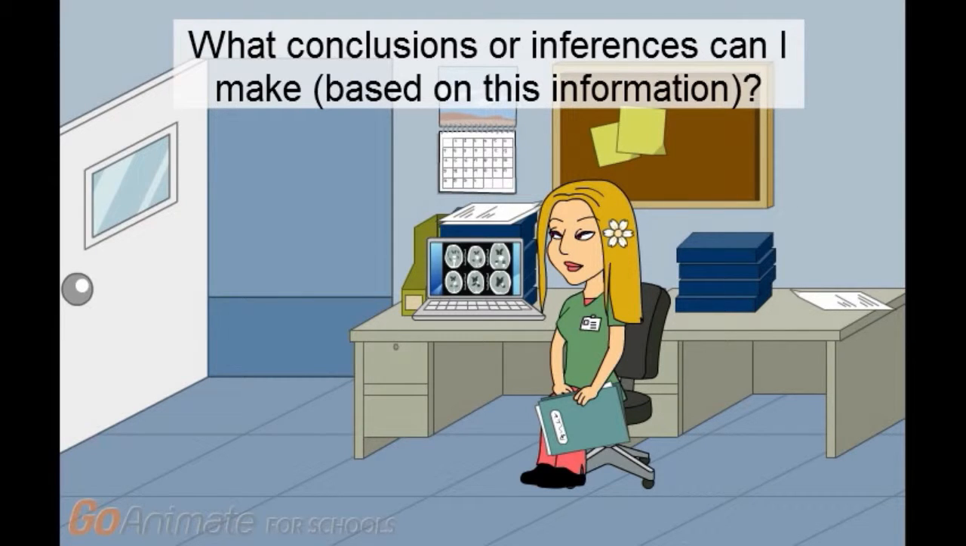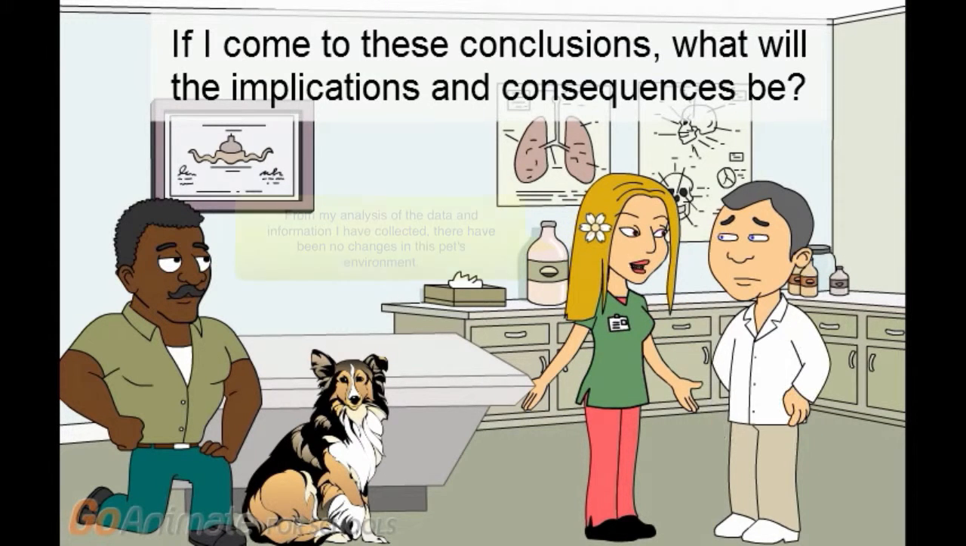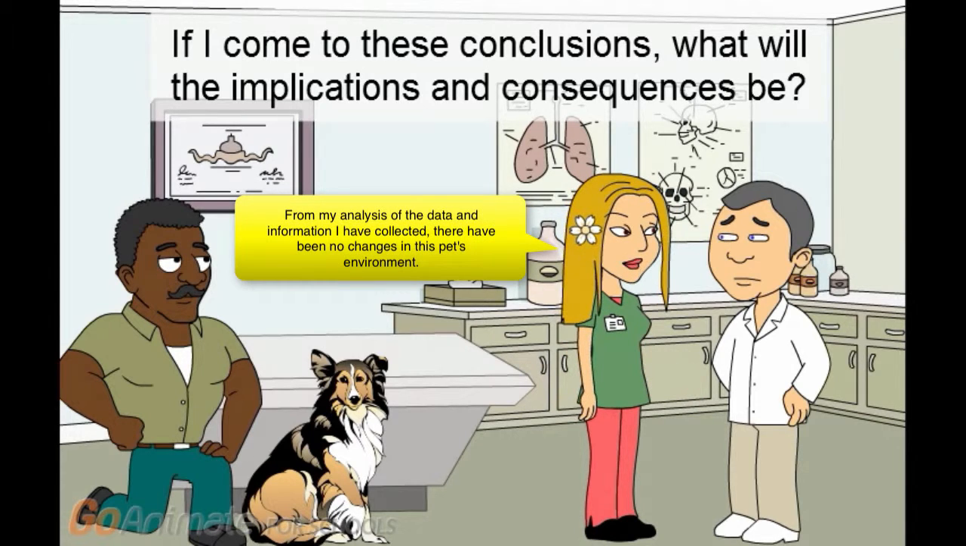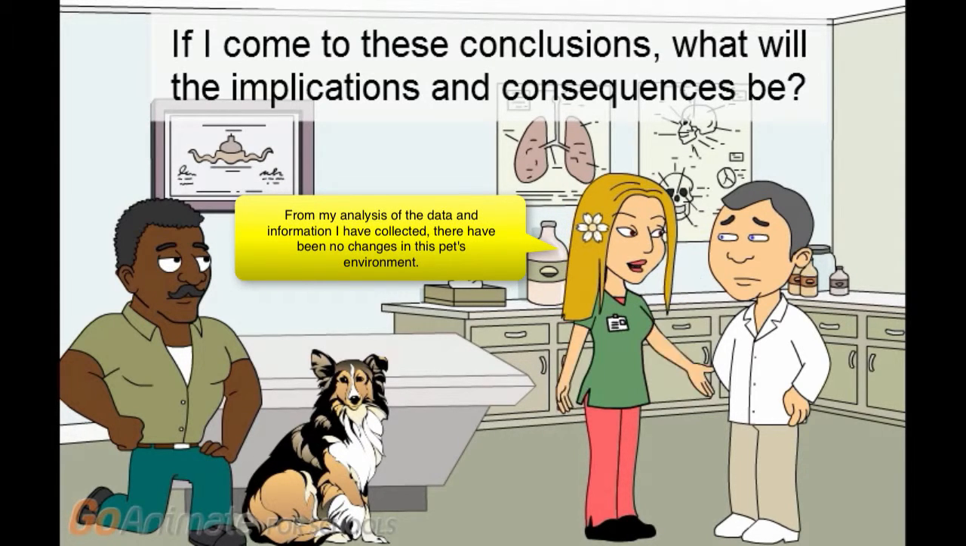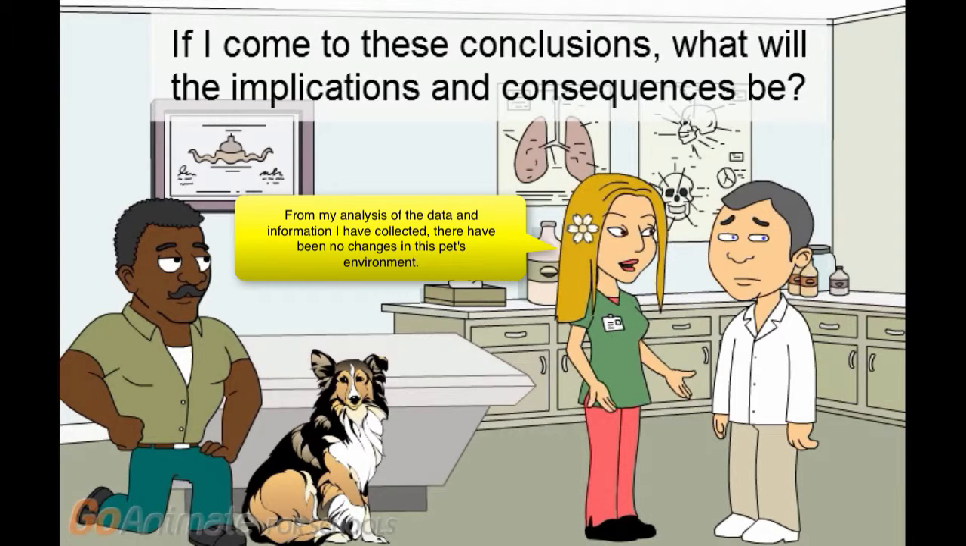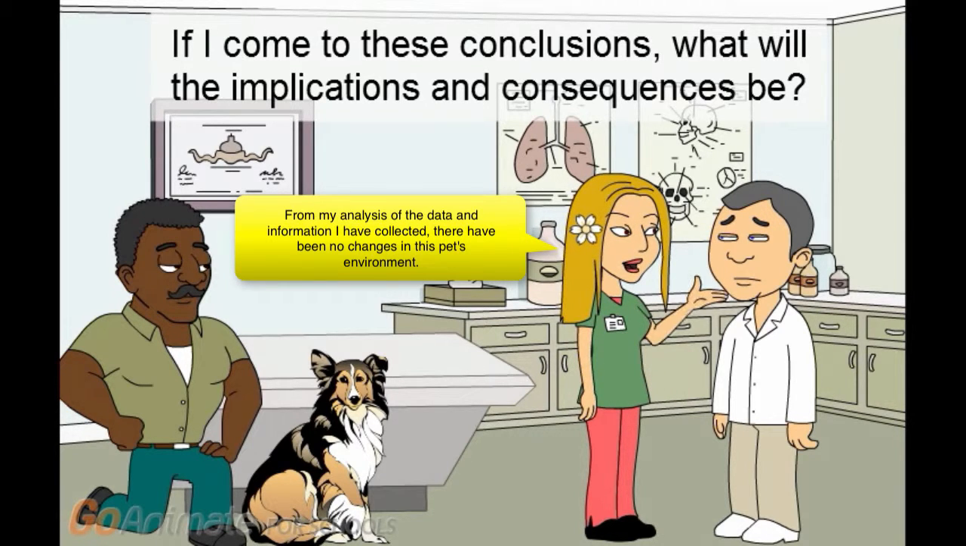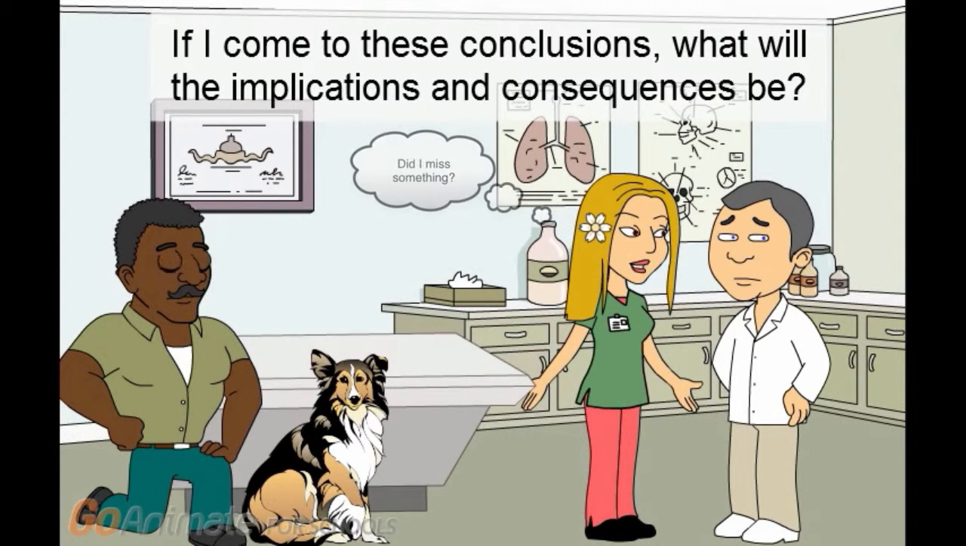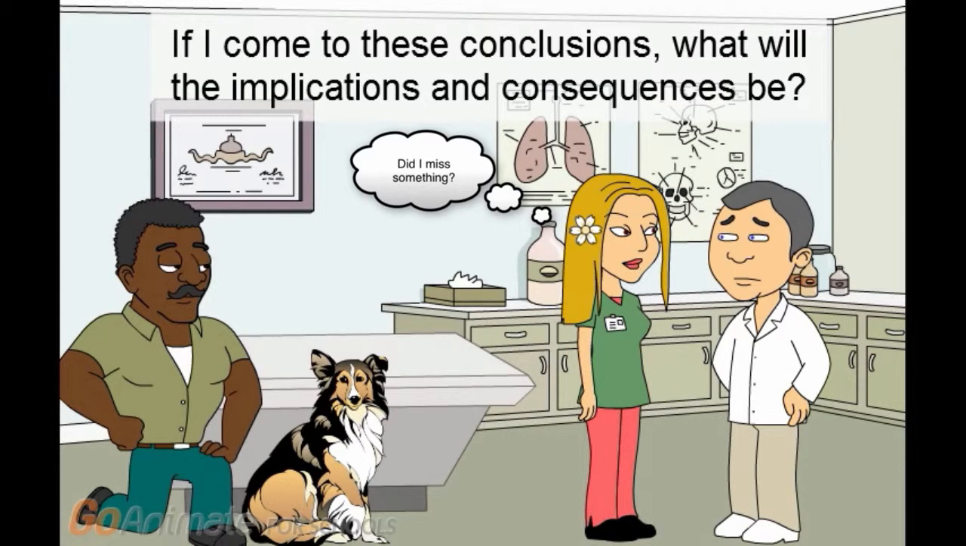If I come to these conclusions, what will the implications and consequences be? If I conclude that the pet's environment has not changed, and I write this in the record, the vet will look at other possible reasons for the pet's illness. What if I, in my data collection, miss something about an environmental change that misleads the vet?